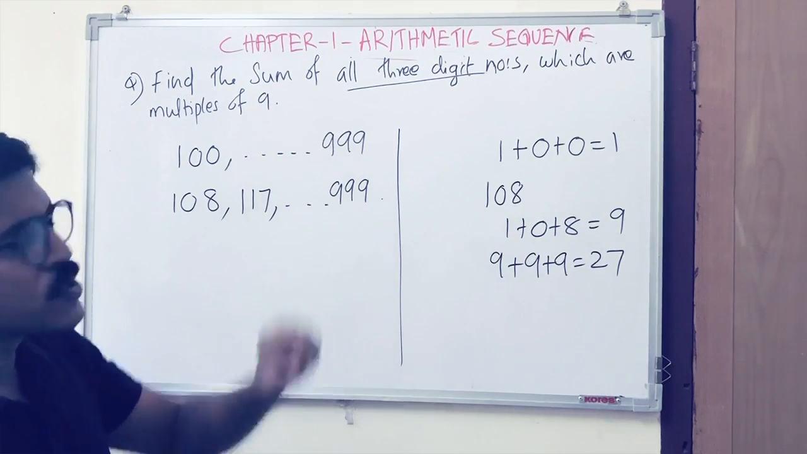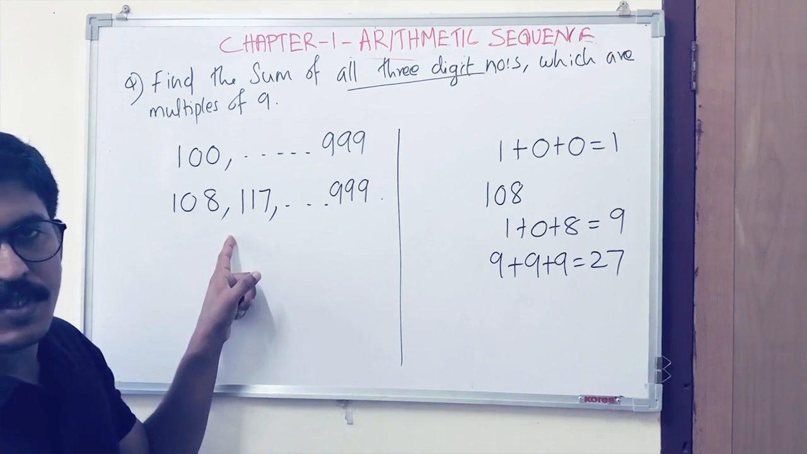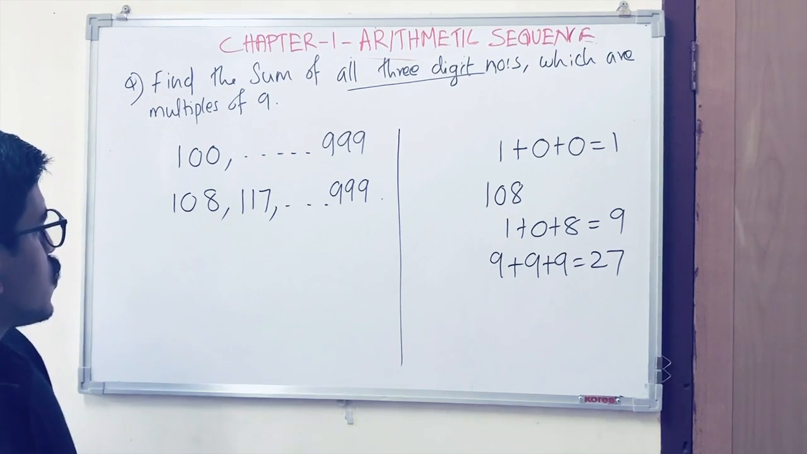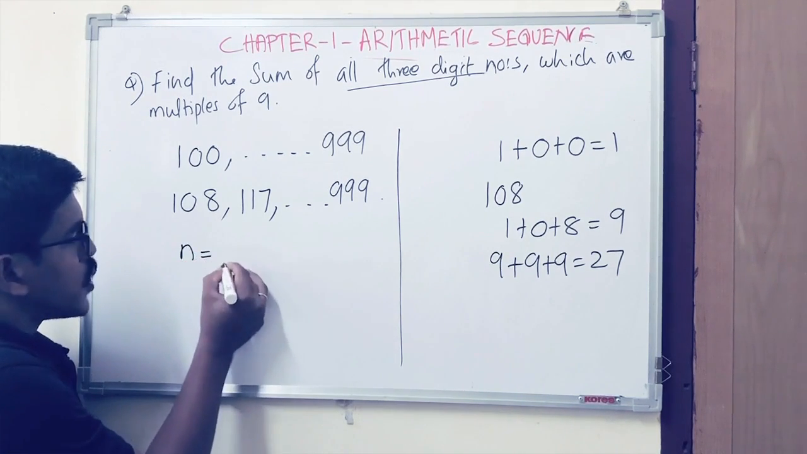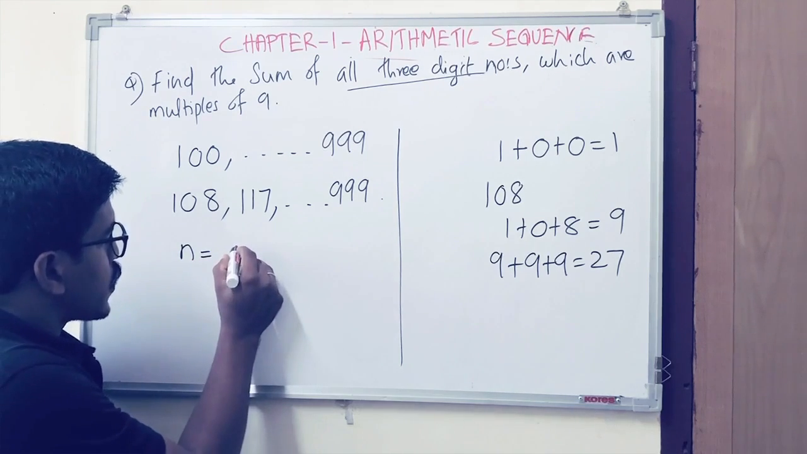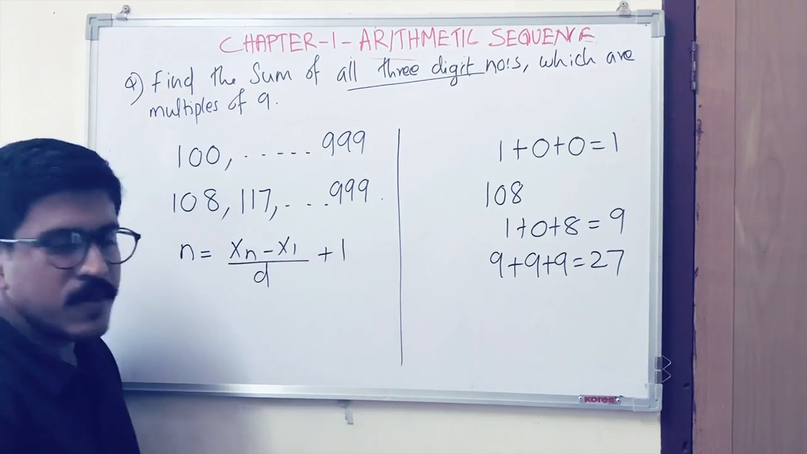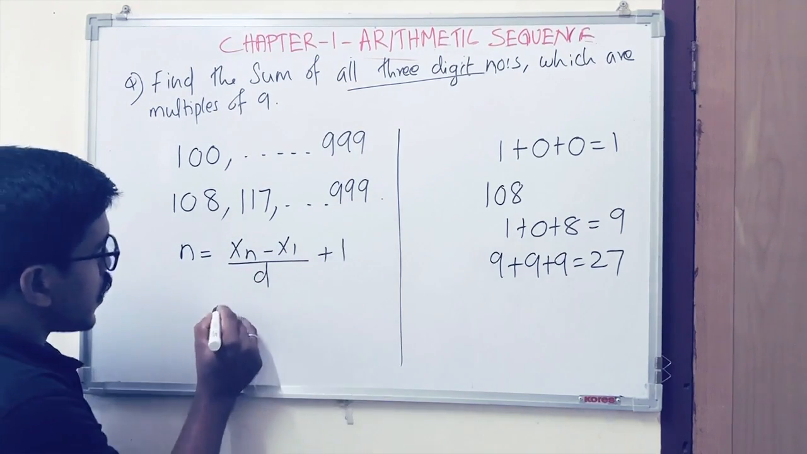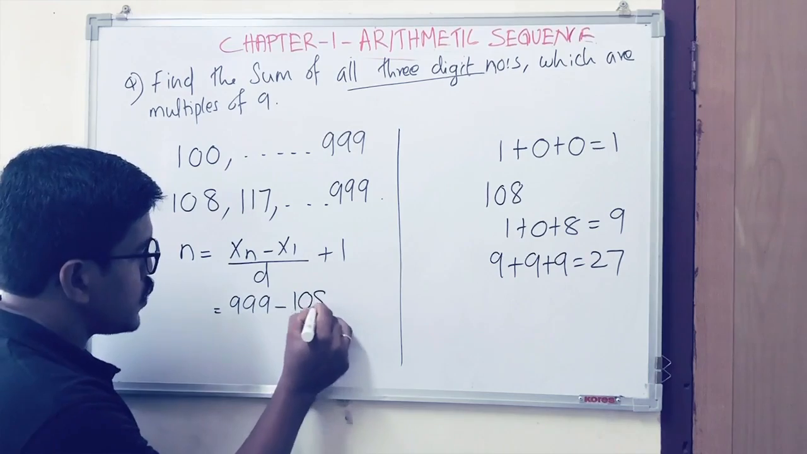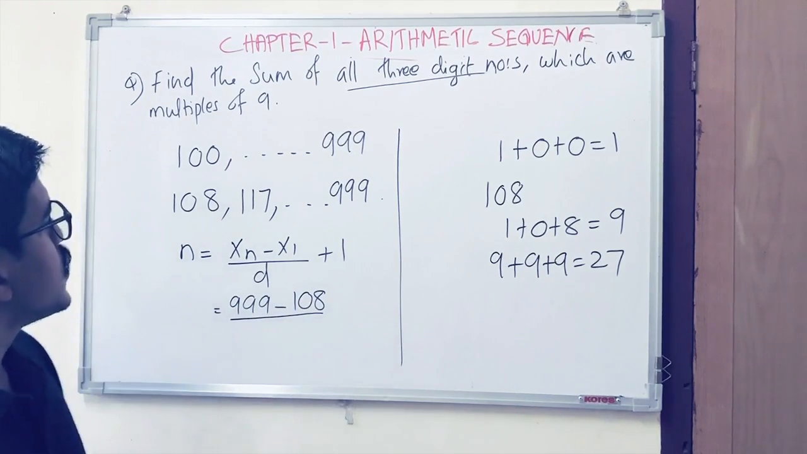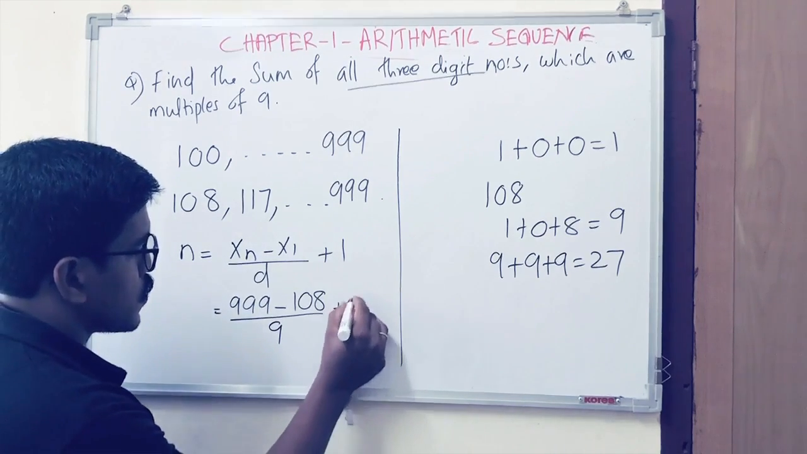Now we need to find out the sum. So we need to know the number of terms. Then only we can find out the sum. So all of you know how to find out the number of terms. That is, n is equal to (xn minus x1) by d plus 1, right? Here xn is 999 minus x1 is 108, divided by d, which is here 9 because we are taking multiples of 9, plus 1.